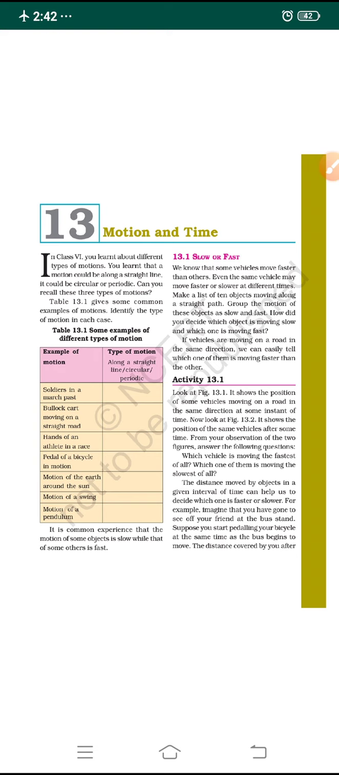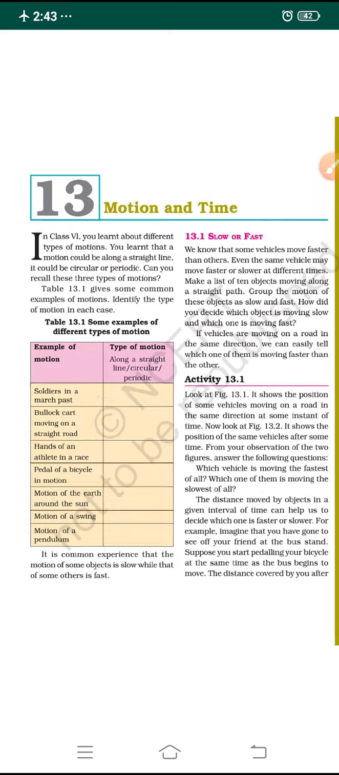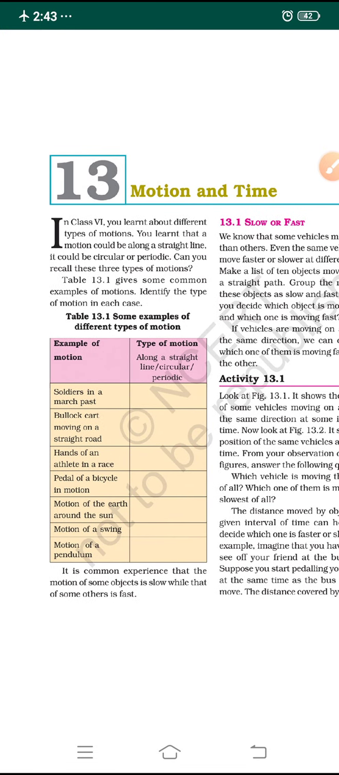Look at table 13.1, where they have given some common examples of motions. We have to identify the type of motion in each case. In the first column, examples of motion are given, and in front of each you have to write what type of motion it is, whether it is straight line motion or rectilinear motion, circular motion, or periodic motion.